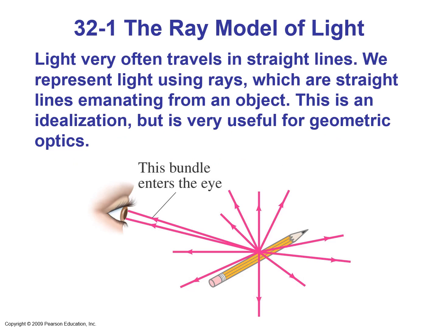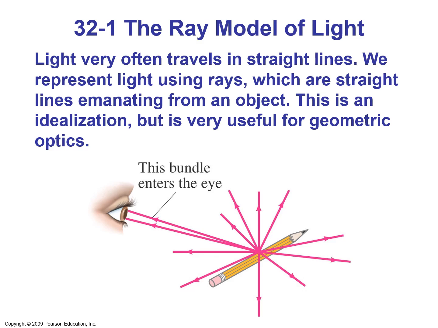Section 1. The ray model of light. Light very often travels in straight lines. We represent light using rays, which are straight lines emanating from an object. This is an idealization, but is very useful for geometric optics.